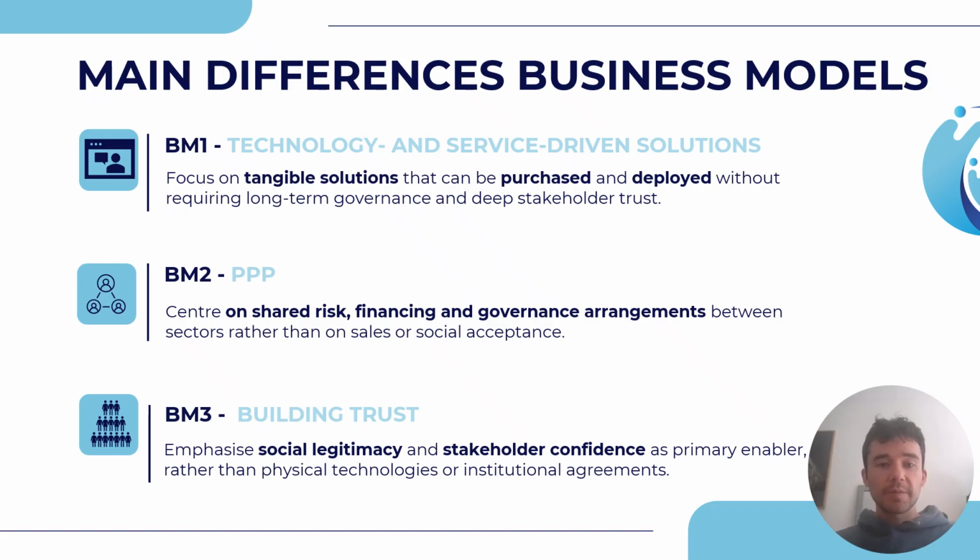So as for the first business model, technology and service-driven solutions, these focus on tangible solutions that can be purchased and deployed without requiring long-term governance and deep stakeholder trust. Business model 2, public-private partnerships, center on shared risk, financing, and governance arrangements between sectors rather than on sales or social acceptance. And business model 3, building trust, emphasizes social legitimacy and stakeholder confidence as primary enablers, rather than physical technologies or institutional agreements.